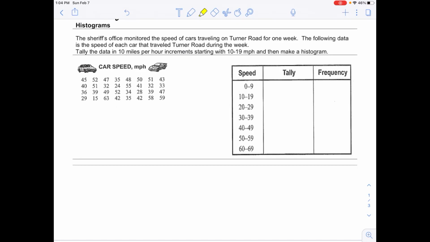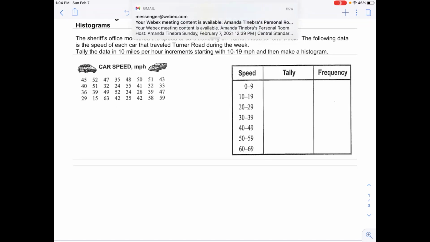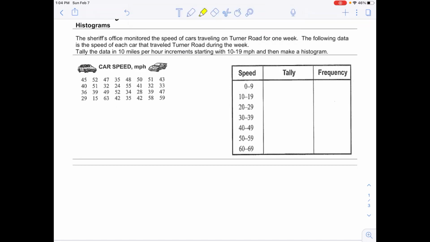So we're going to start by making a histogram. So here's our problem. The sheriff's office monitored the speed of cars traveling on Turner Road for 1 week. The following data is the speed of each car that traveled Turner Road during the week. So we're going to tally the data in 10 mile per hour increments, starting with the 10 to 19 and then making a histogram. So here's what that means.